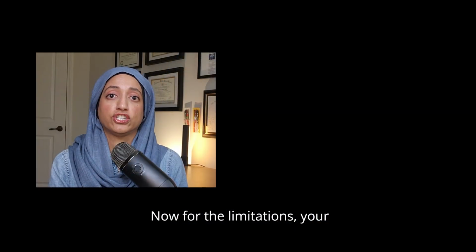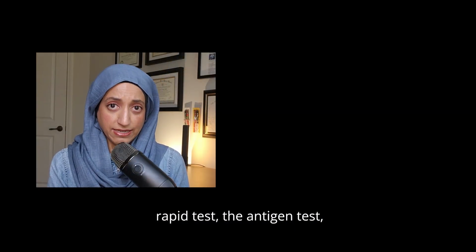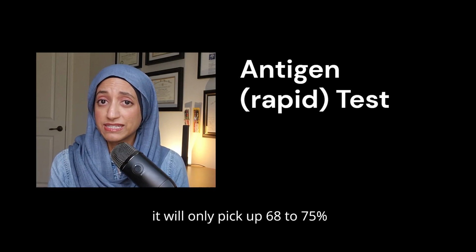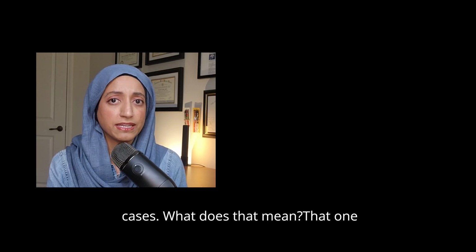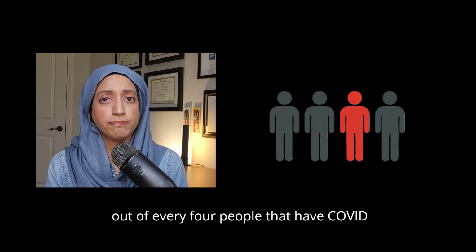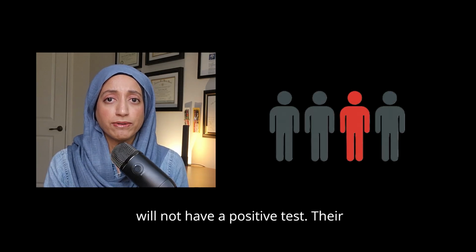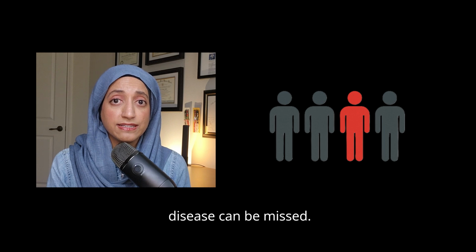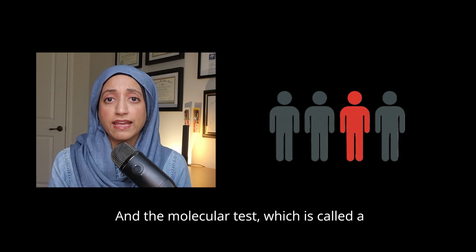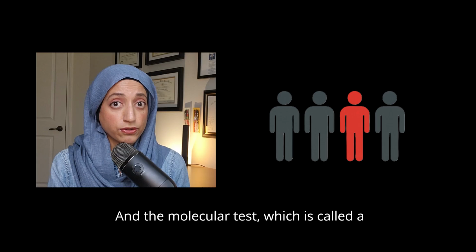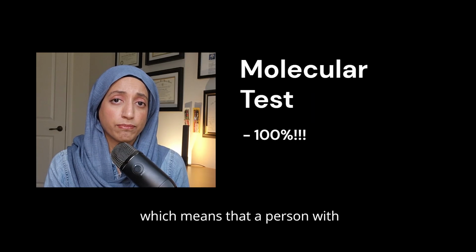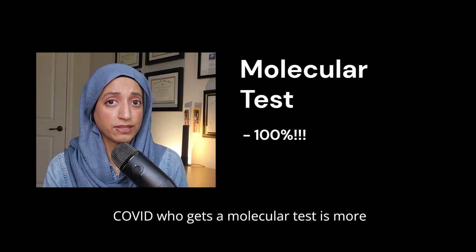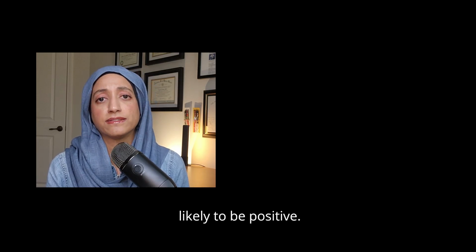Now, for the limitations. Your rapid test, the antigen test, it will only pick up 68 to 75% of positive COVID cases. What does that mean? That 1 out of every 4 people that have COVID will not have a positive test. Their disease can be missed. And the molecular test, which is called the gold standard, it approaches 100%, which means that a person with COVID who gets a molecular test is more likely to be positive.